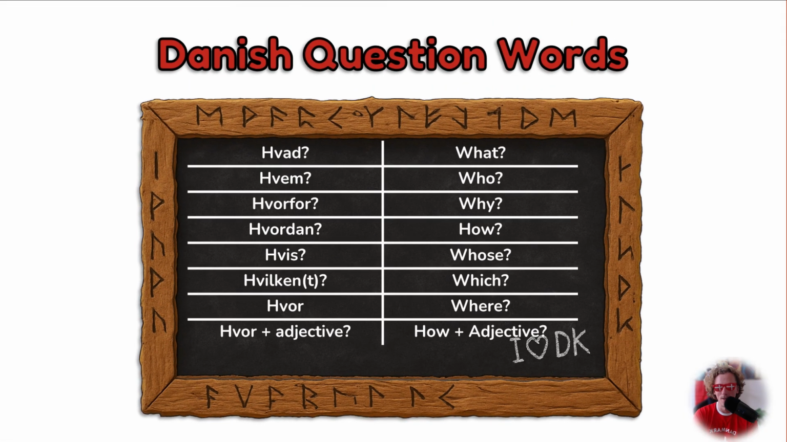So here you see why they're called the HV words. They all start with HV, and as we know, what is it when an H comes before a V? Do you remember? Exactly. It's mute. So these words, let's go through them one by one. First up is hvad. Hvad means what? Hvem means who. Hvorfor means why. Hvordan means how.